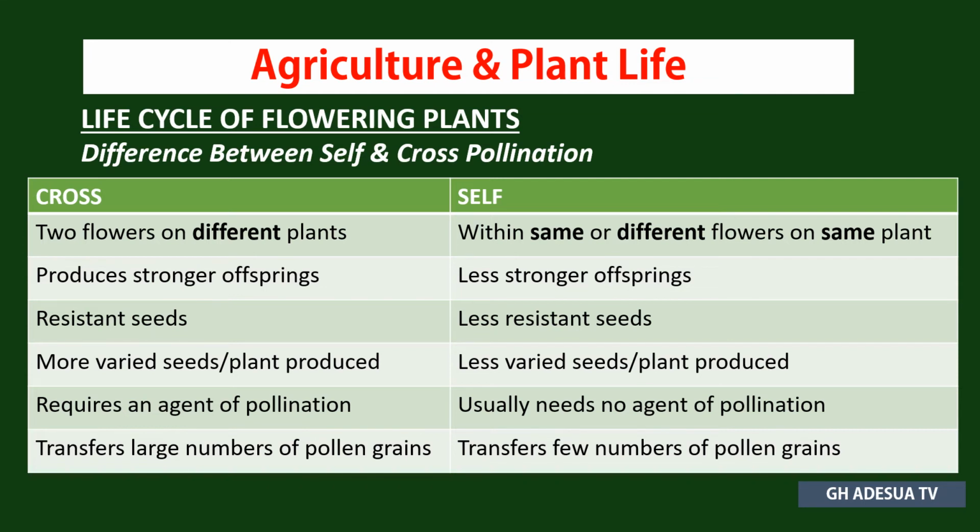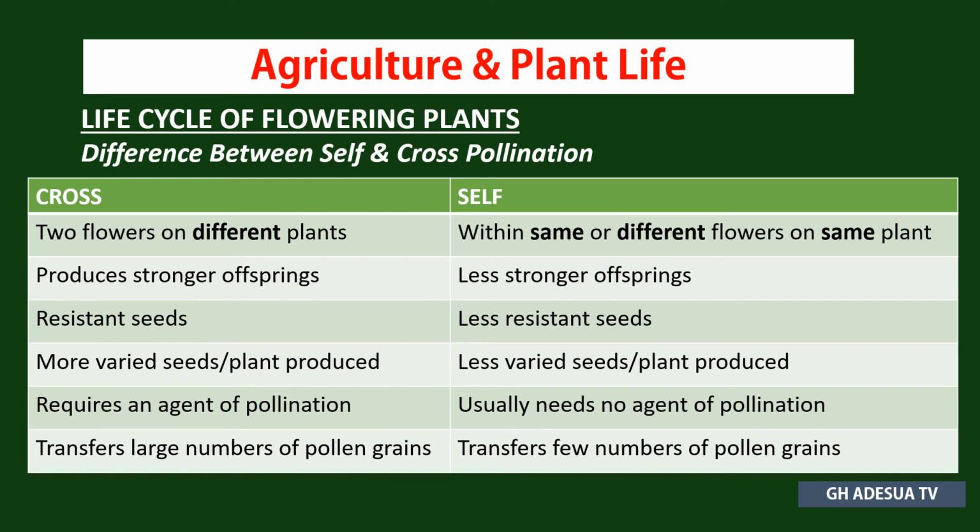Then the cross has resistant seeds. By resistance, it's able to withstand harsh environmental conditions like water, like heat. But then the self-pollinated ones have less resistance because they have the same kinds of genes all over.